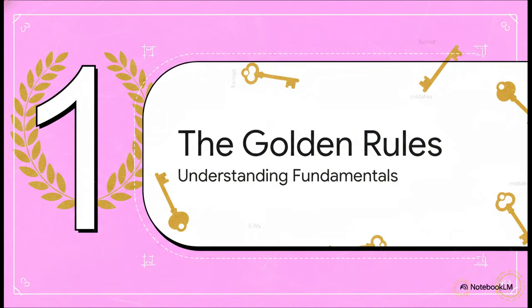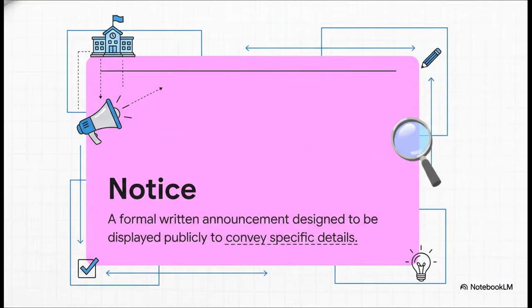Now, these aren't just suggestions, okay? These are the absolute, non-negotiable fundamentals of writing a notice. If you get these right, you're already halfway to a perfect score. So let's get down to basics. What exactly is a notice? Well, think of it as a formal public announcement. The 2 key words there are formal and specific. You're not just sending a quick text to a friend, you are broadcasting essential information clearly and professionally to a whole group of people, like your entire school.